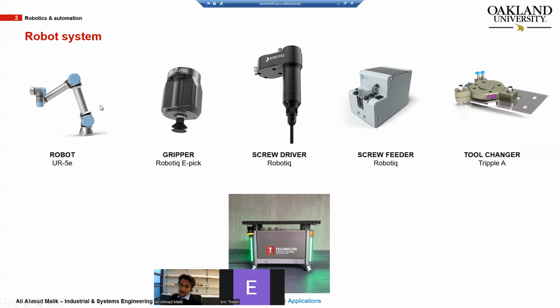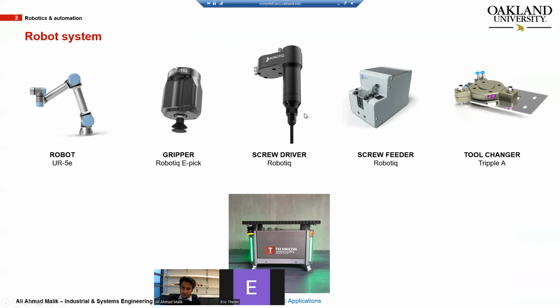This is all off-the-shelf equipment, meaning there are companies that are manufacturing and selling this equipment. So if you need to buy a cell, you can just buy this equipment and assemble it together, and then your cell is ready. We will use a robot, UR5E, for today's task, then a gripper from Robotiq, the E-Pick. It is a vacuum gripper, not a pick and place gripper with fingers. And then there is a screwdriver and a screw feeder, which presents the screws to the robot.